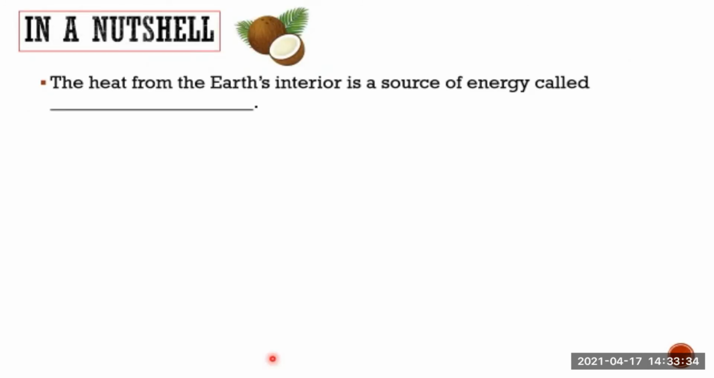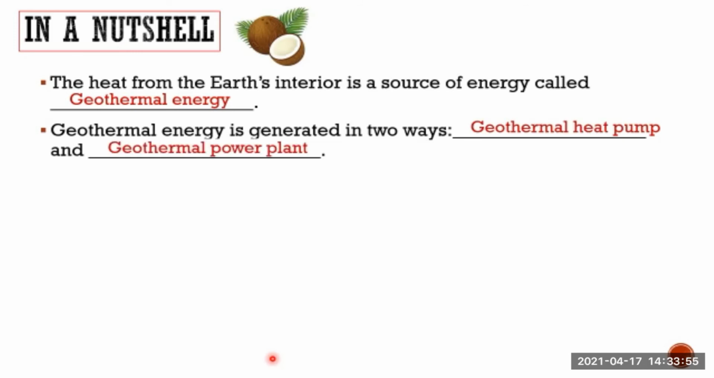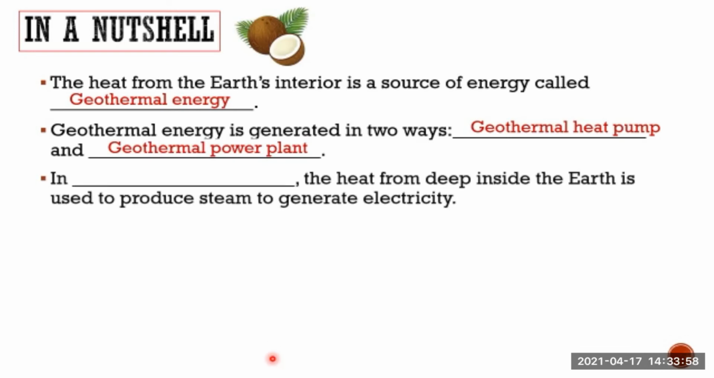In a nutshell, the heat from the Earth's interior is a source of energy called... Very good, geothermal energy. Geothermal energy is generated in two ways. What are those? Do you still remember? That is geothermal heat pump and geothermal power plant. Next, in blank, the heat from deep inside the earth is used to produce steam or generate electricity. Is it geothermal heat pump or geothermal power plant? Very nice. That is geothermal power plants.